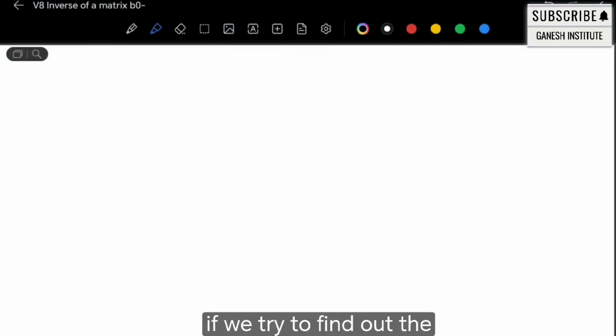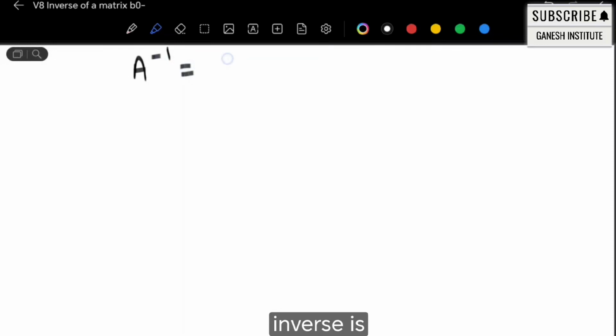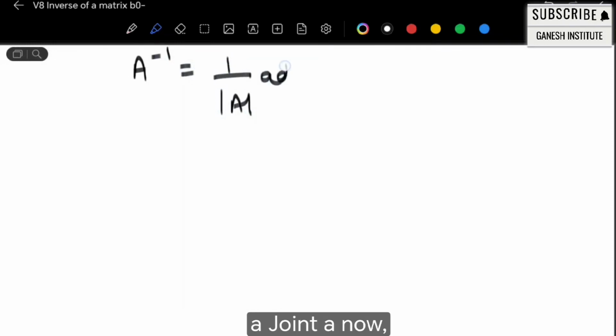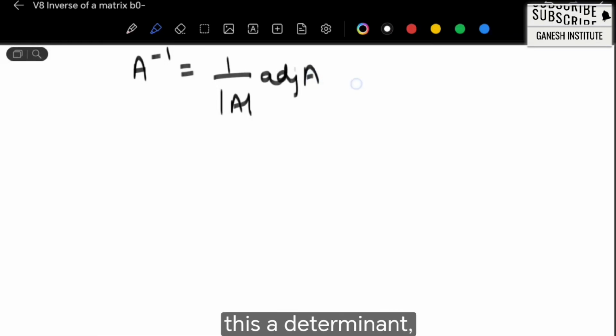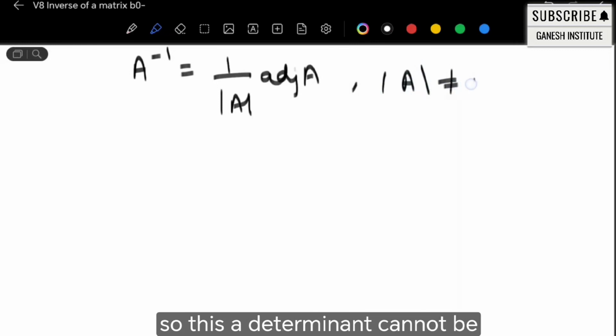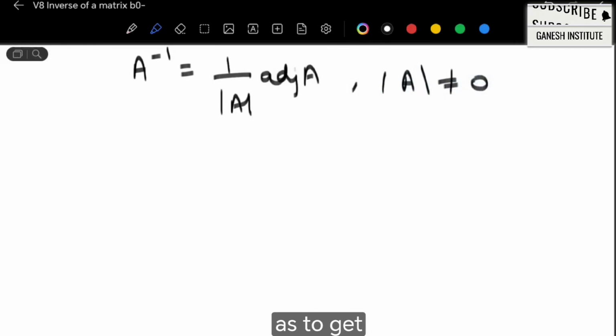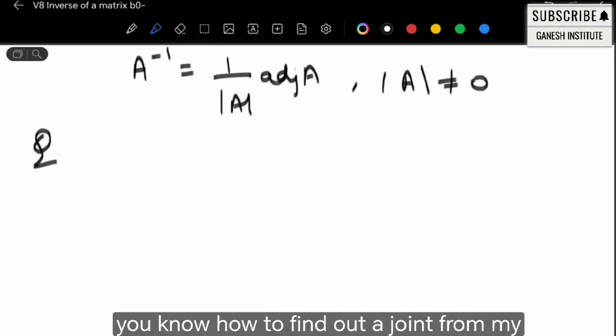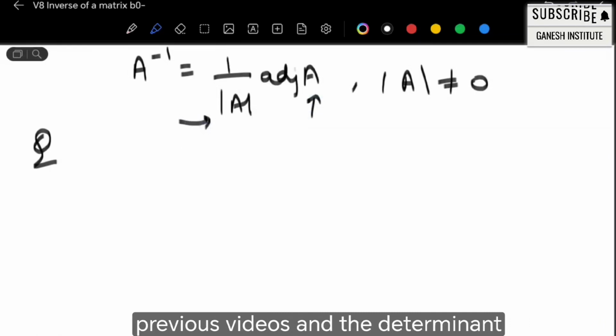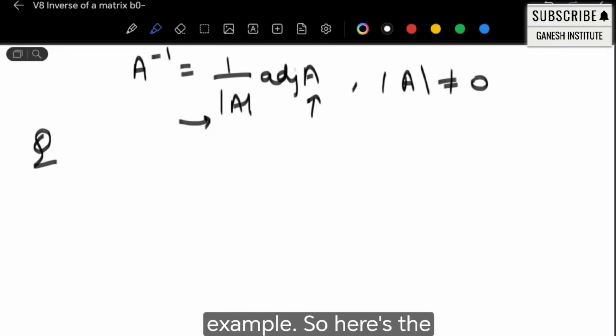If we try to find out the inverse of a matrix using the conventional formula, that is, A inverse is equal to 1 by A determinant adjoint A. Now, because in the denominator you have this A determinant, this A determinant cannot be 0, correct? So as to get a finite inverse, a defined inverse, we should say. Now let's apply this formula. You know how to find out adjoint from my previous videos, and the determinant also. Let's try with an example.